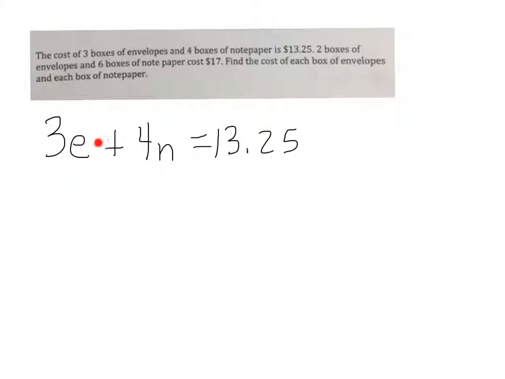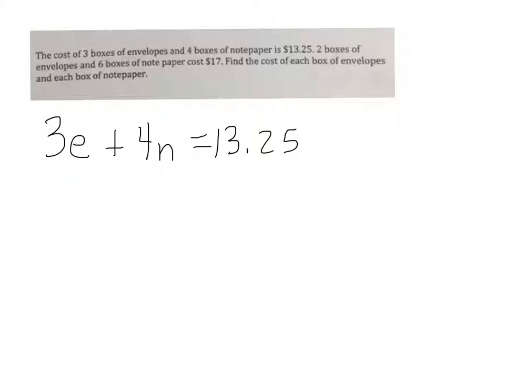So for scenario 1, I've got 3 boxes of envelopes. I'm going to use E to represent envelopes. Plus 4 boxes of note paper. I'm going to use N to represent note paper. Equals $13.25. Now, could you have used X instead of E to represent your envelopes? Yes. And could you have used Y instead of N to represent your note paper? Yes, you could have. Okay.